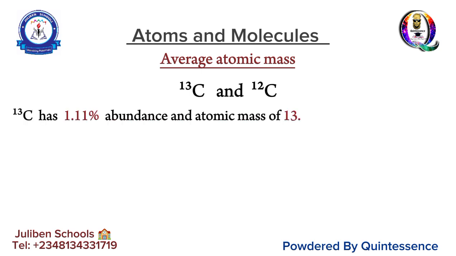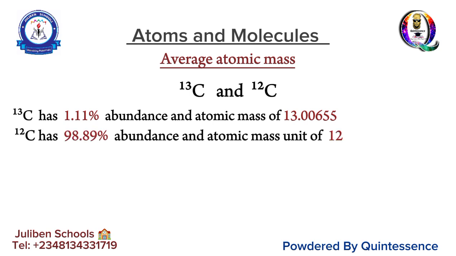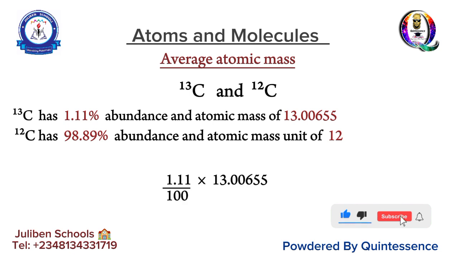Carbon-13 has 1.11% abundance and has an atomic mass of 13.00355. And then carbon-12 has a percentage abundance of 98.85% and has an atomic mass of 12. So all I need to do is to multiply 1.11 over 100 times 13.00335. That gives me the first isotope.